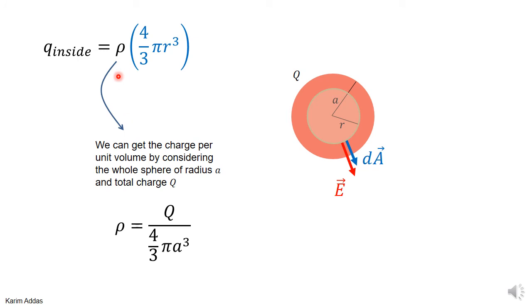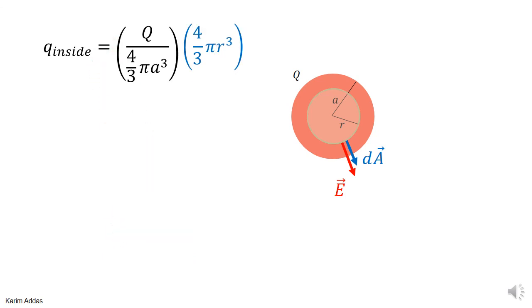Now, rho itself we can calculate separately. Let's look at the whole sphere, the one that has radius a and total charge q, and calculate rho from that. So rho is the total charge over the total volume. So we can calculate rho independently and plug it back into here. We get this final expression. Of course, you can cancel the 4/3 pi up and down. You get this final result for Q inside. So Q inside increases as the third power of the radius.